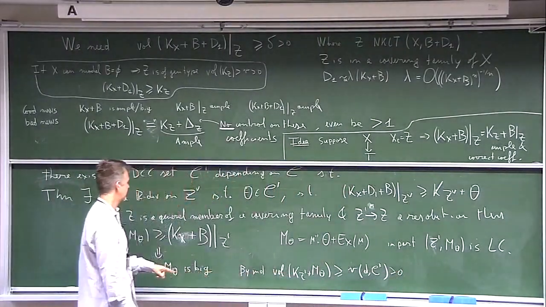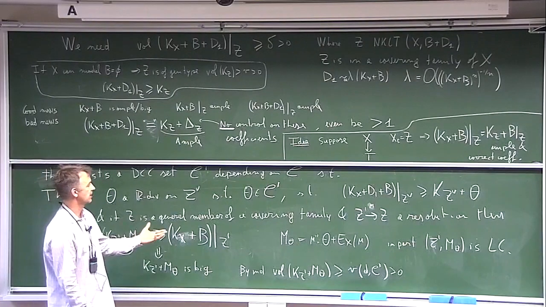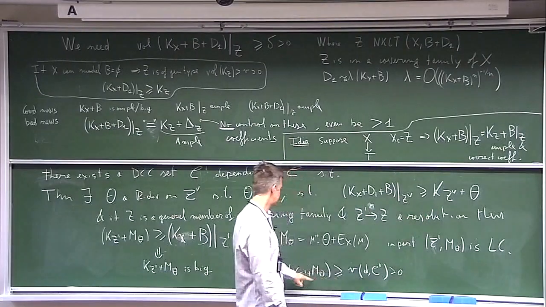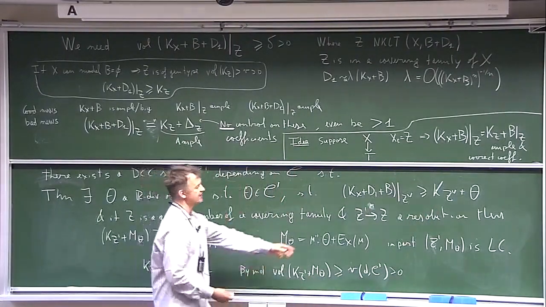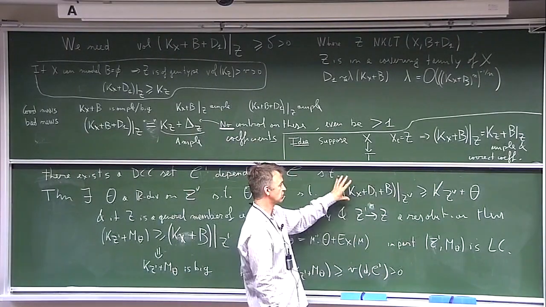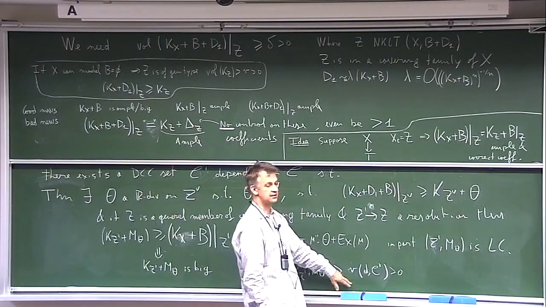Well, then you see on the normalization, this is just a push forward of this guy. So the volume of this guy is also bounded from below by this constant. And so this volume is bounded from below by that constant, and I win.